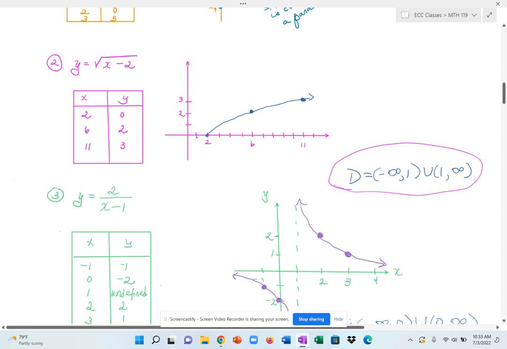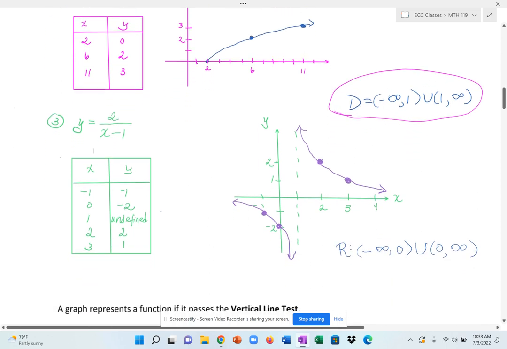So I picked a few numbers. And again, I skipped 1 here just to point out that it's undefined. So you really can't graph that. When you plug in negative 1 in here, you'll have 2 over negative 1 minus 1, which is 2 over negative 2. So that's where we get negative 1 here for y. When you plug in 0, the answer is negative 2. When you plug in 2, the answer is 2. When you plug in 3, your answer is 1. So I have several points to plot.